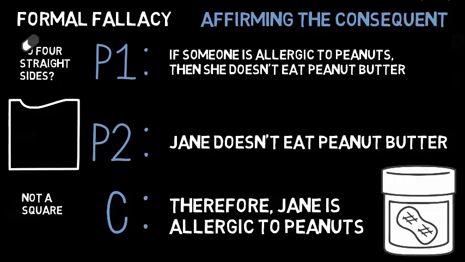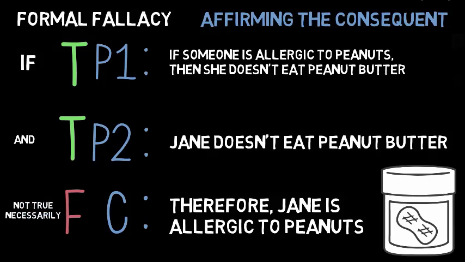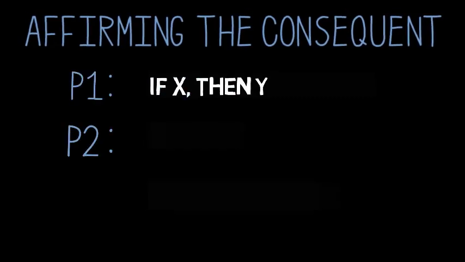This fallacy is apparent if you consider that Jane just might not like peanut butter. So simply because Jane doesn't like peanut butter, she doesn't eat it. Given just the fact that she doesn't eat it and the conditional in premise 1, we cannot conclude that Jane is allergic to peanut butter. This form of fallacy can be represented in the following way. If X, then Y. Y, therefore X.